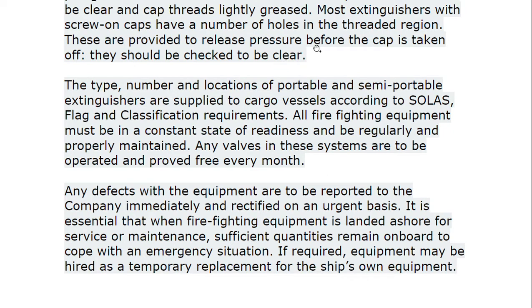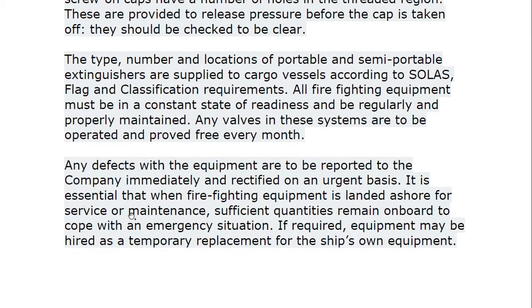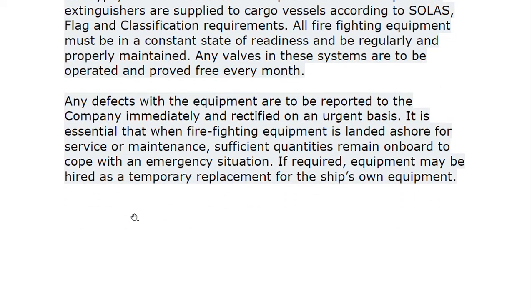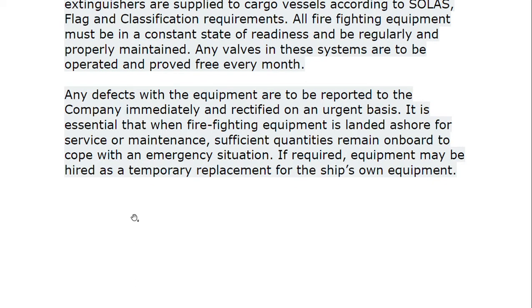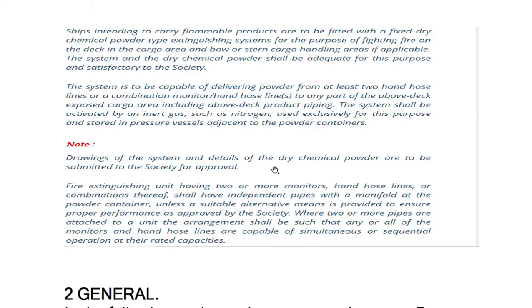Sometimes this question is asked: why are holes provided? Before the cap is taken off, it is just to release the pressure inside. The type, number and location of portable and semi-portable extinguishers supplied to the cargo vessel are according to the SOLAS, flag and classification requirements. All firefighting equipment must be in a constant state of readiness and be regularly and properly maintained. Any valves in this system are to be operated and kept free every time. Any defects with the equipment are to be reported to the company immediately.